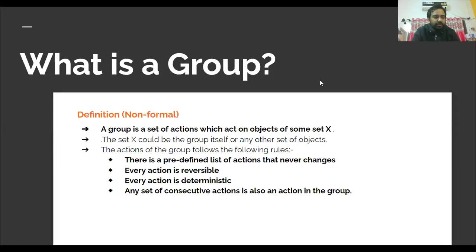Hi guys. In the last video we left off at what is a group and what are the rules that group elements will follow. And now what we have to do is move forward from it, right? We have to go to something called group actions.